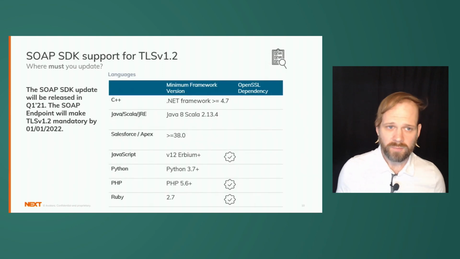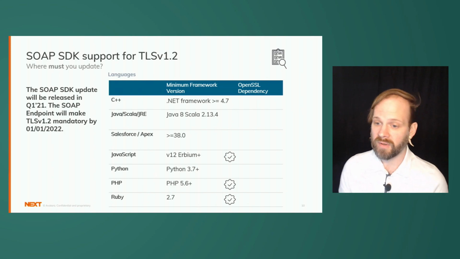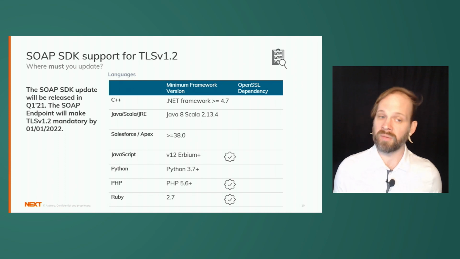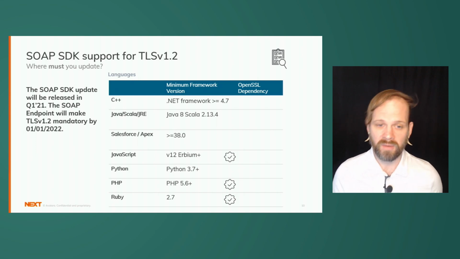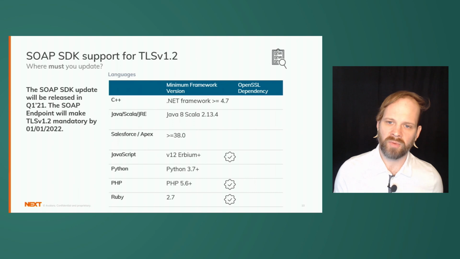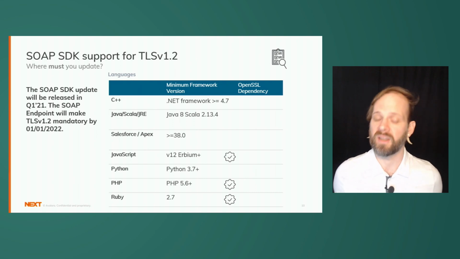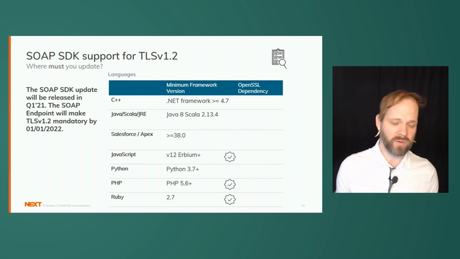Moving on to SOAP, we have the same story. Q1 of 2021, we'll release an update to our supported SDK libraries, and the endpoint will be forced to be mandatory TLS 1.2 by January 1st, 2022. Again, on the right, you can see the minimum framework versions we expect to be targeting, and the areas where we know there is an OpenSSL dependency. JavaScript, PHP, and Ruby are the examples of that. So if you're using our SDK, you're good.